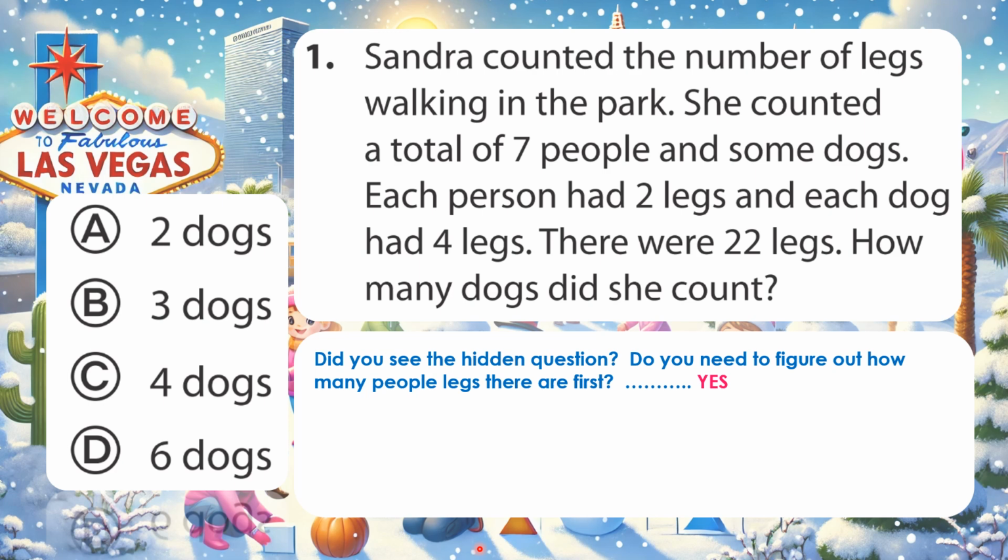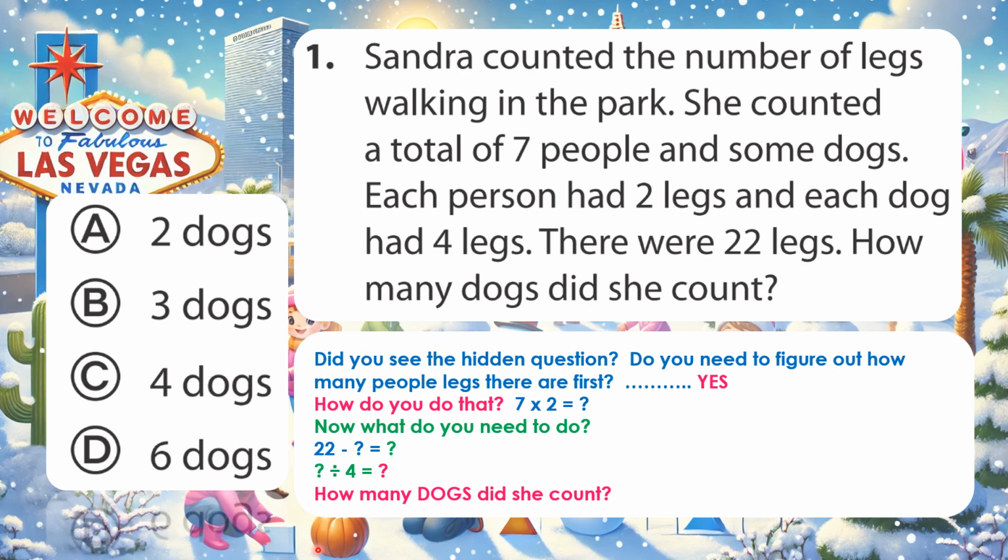Well, she counted a total of 7 people. How many legs did each person have? We're talking about equal groups. So what do we need to do? 7 times 2. 7 multiplied by 2. Multiplication deals with the adding of equal groups repeatedly. So 7 times 2. What is that? Now what do you need to do? 22 minus 7 times 2 equals what? And then once you figure that out, you're going to divide it by 4, aren't you? Because how many legs do dogs have? That'll tell you how many legs there are. So how many dogs did she count?